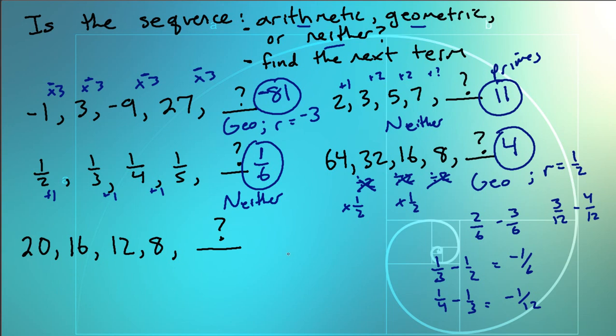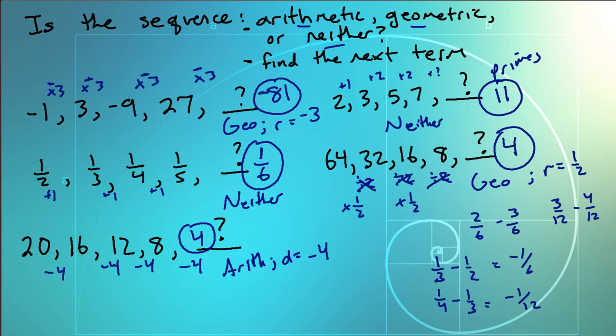Let's take a look at this next list of numbers. Looks like minus 4. So it is repeated subtraction, definitely repeated subtraction. So this is arithmetic with a common difference of, now I was subtracting 4, so negative 4.